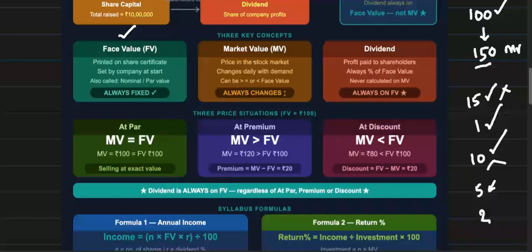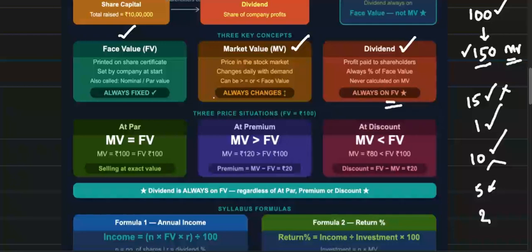Okay, going back, what is the market value today on Nifty or NSE or BSE markets? What is the share price? Might be 150 rupees. This is your market value, MV. Got it? What is the dividend? Dividend is the profit paid to the shareholders, always a percentage of face value, always on the face value.